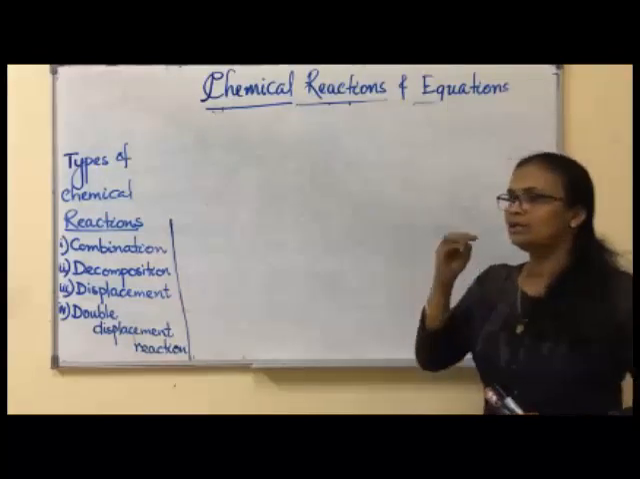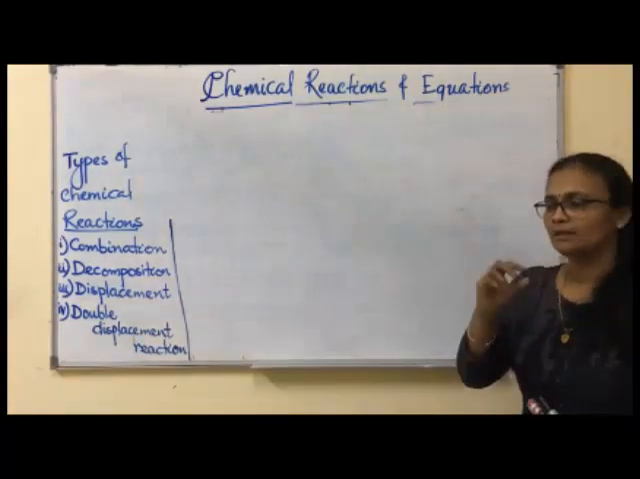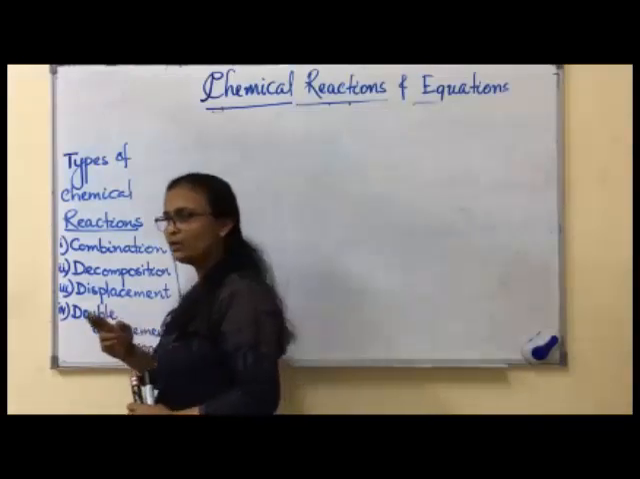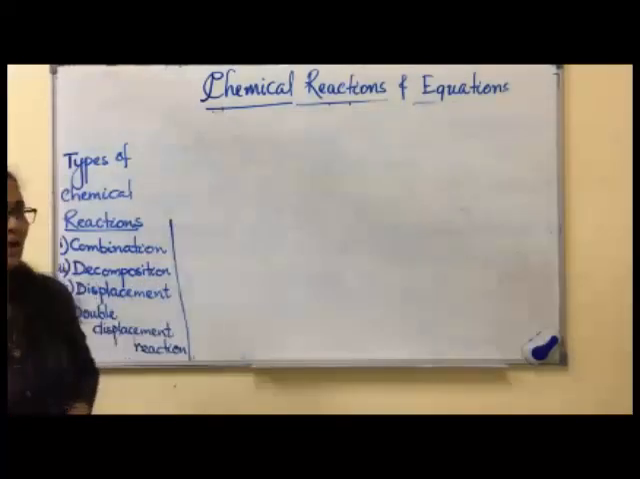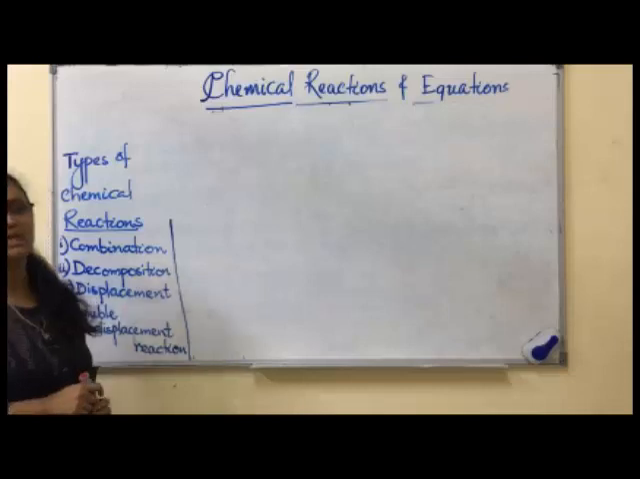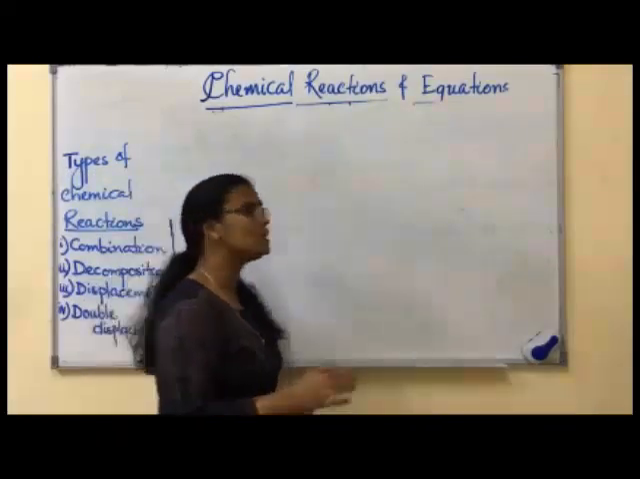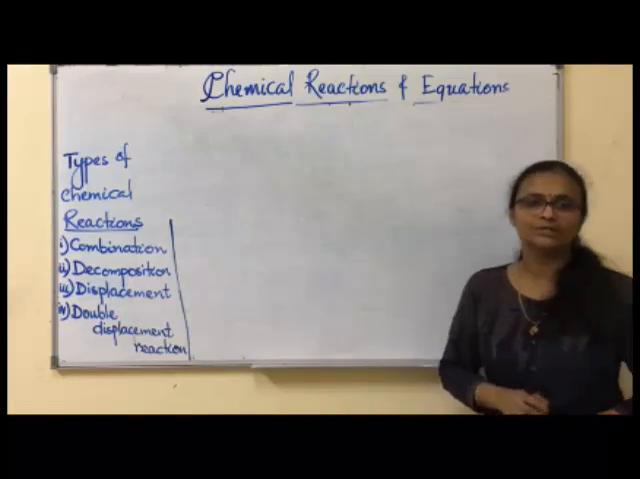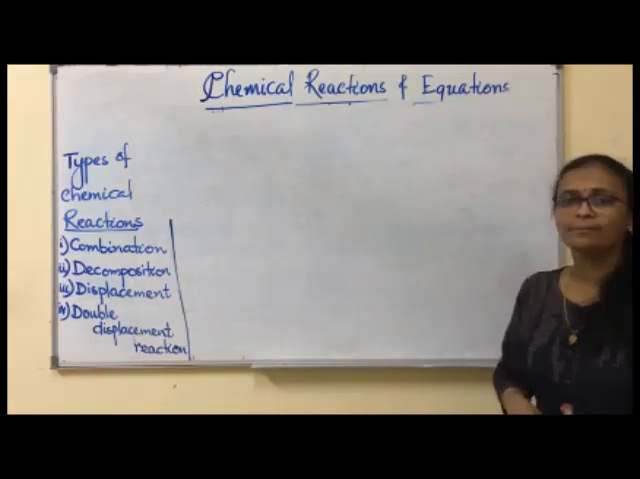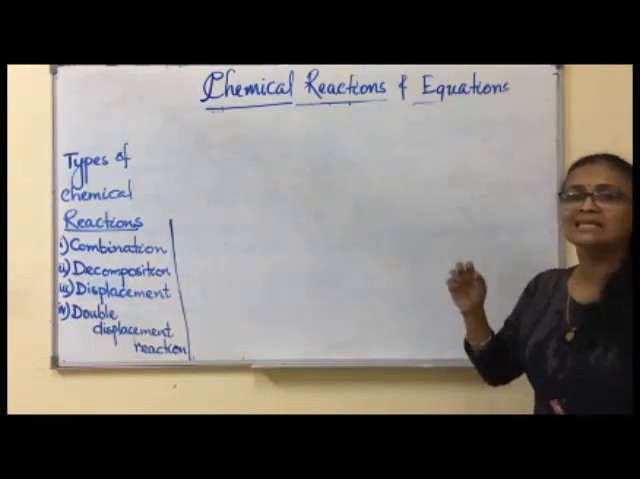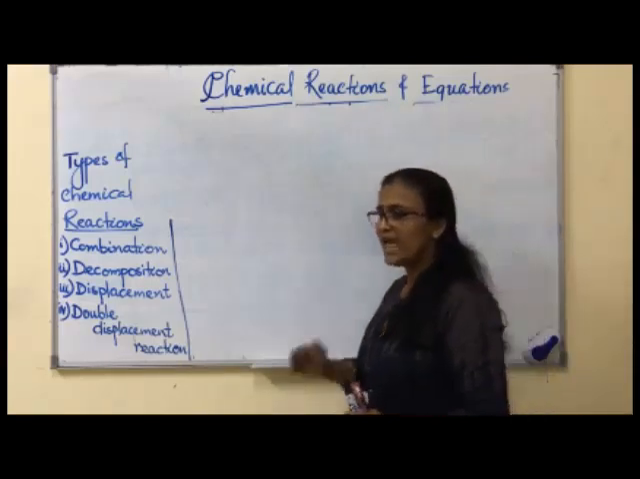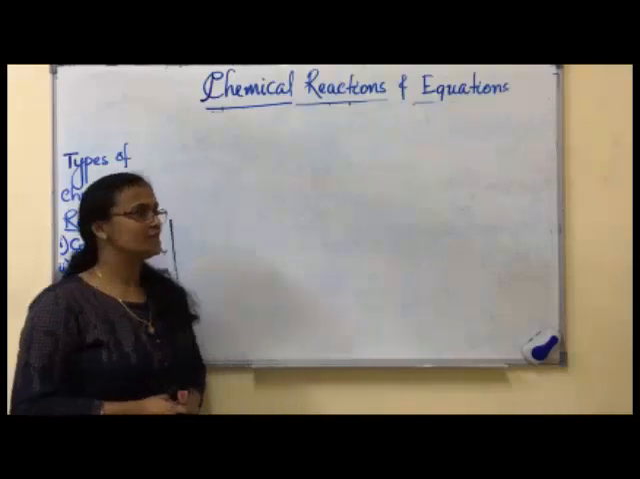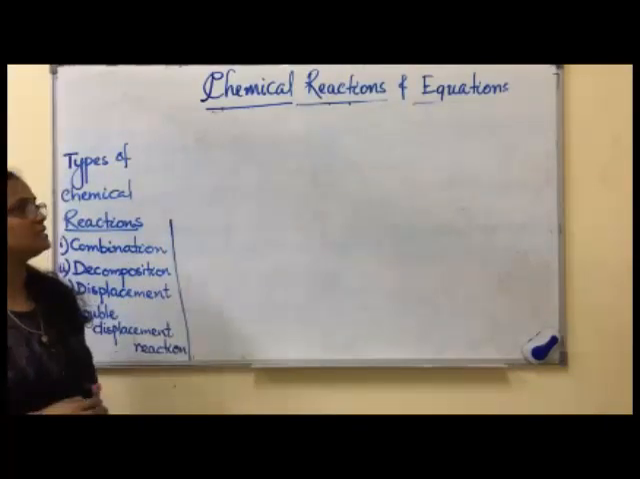In the balancing part itself, the balanced chemical equation we can again classify into two: a complete balanced chemical equation and an incomplete balanced chemical equation. What is that? It means if the physical state of each and every species involved in the reaction is mentioned, then we can say it is a complete balanced chemical equation.